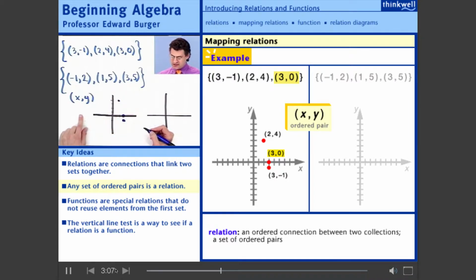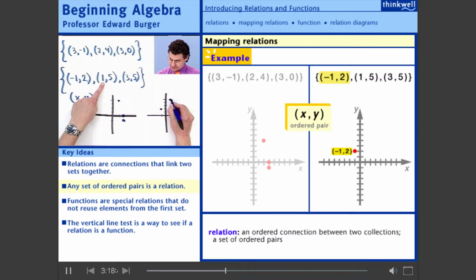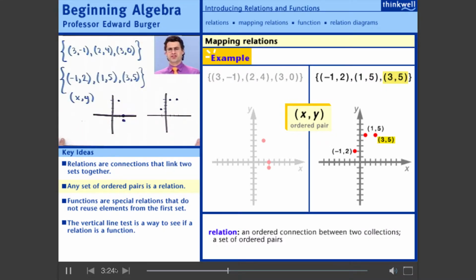What about here? Here I can graph this relation. Minus 1, 2. 1, 5. 1, 2, 3, 4, 5. And 3, 5. 1, 2, 3, 5. There's a visualization of them. But it really is a connection between the first person with the second person.